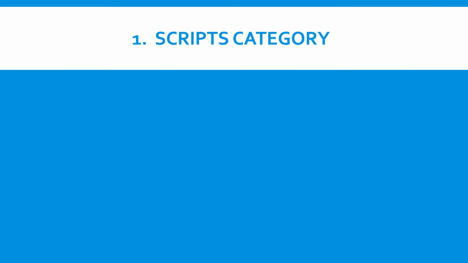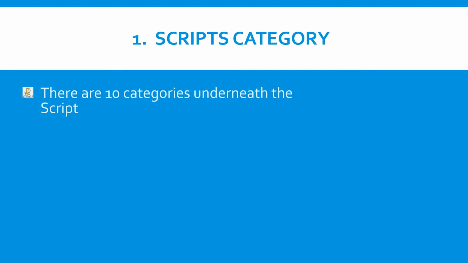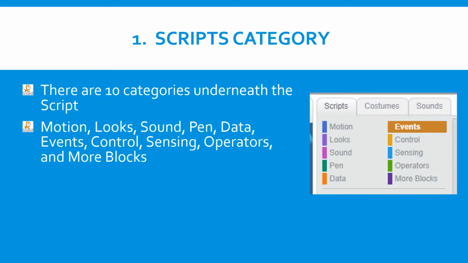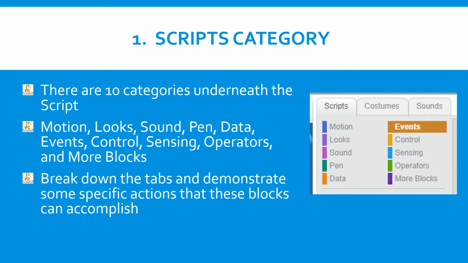The first category that we're going to explore is the scripts category. There are 10 categories underneath the script. If you look at the image to the right, you're going to see the 10. What we're going to do in this PowerPoint is break down each of those tabs and demonstrate some specific actions that these blocks can accomplish.